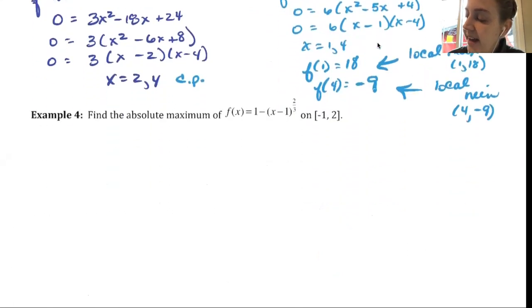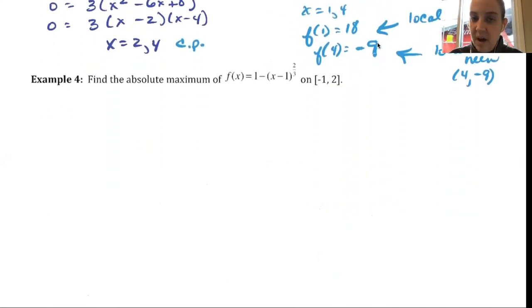Example 4, find the absolute maximum of this function on the interval from -1 to 2. Now we talked about relative max and min, and there's absolute max and min. So relative max and min, you want to know where it is going up and down and all those other things. Absolute max and min, you need those y values. So I need to find the critical points. So I'm going to say I need the derivative.